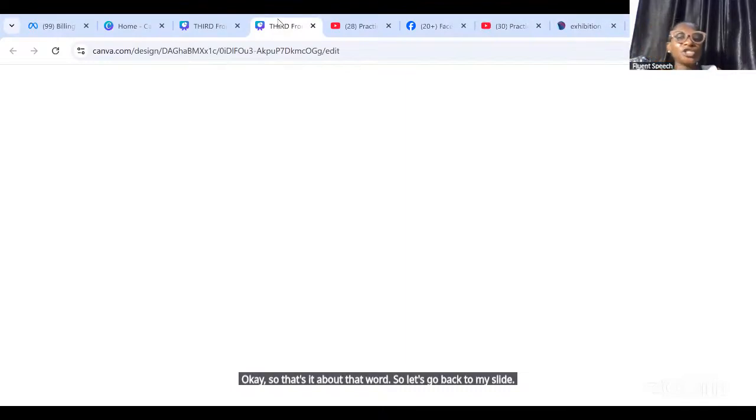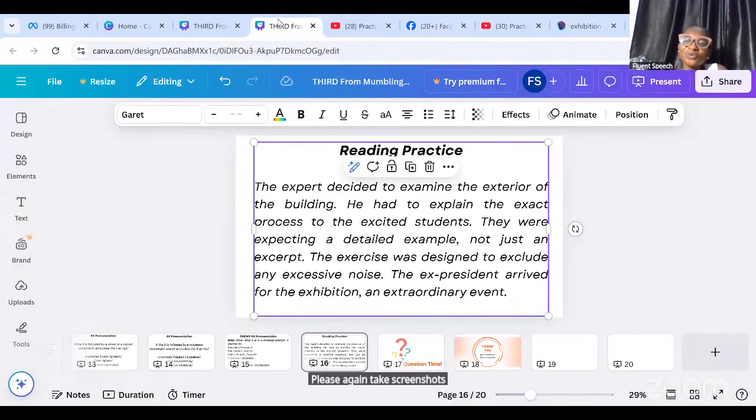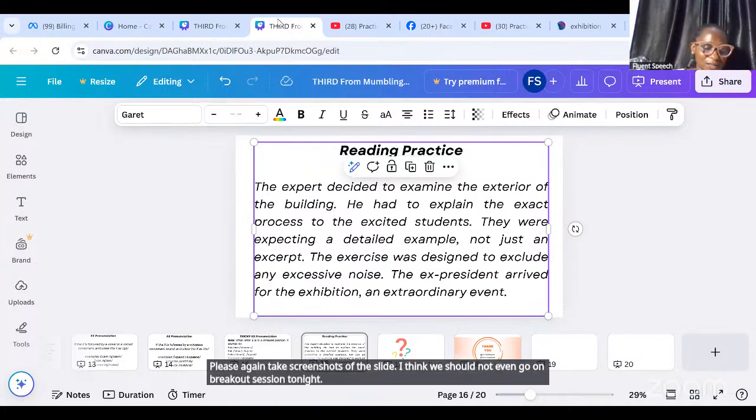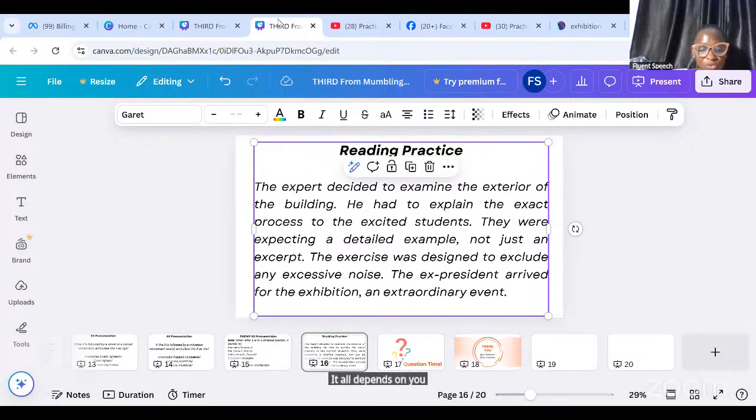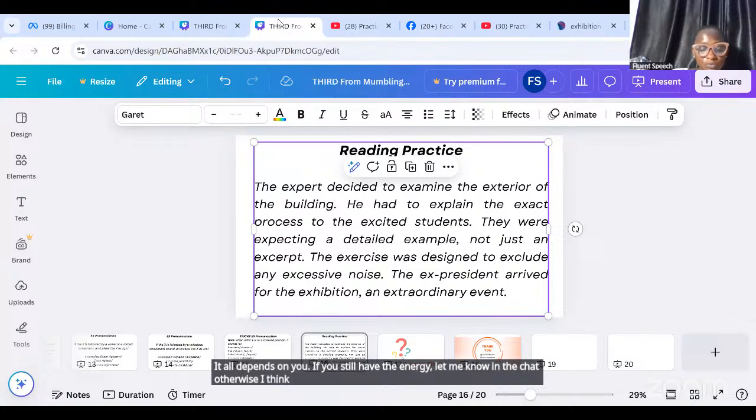Please, again, take screenshots of the slide. I think we should not even go on breakout session tonight. It's almost 10:20. It all depends on you. If you still have the energy, let me know in the chat. Otherwise, I think we should just hold on for the breakout session until tomorrow. But if you're still available, let me know.